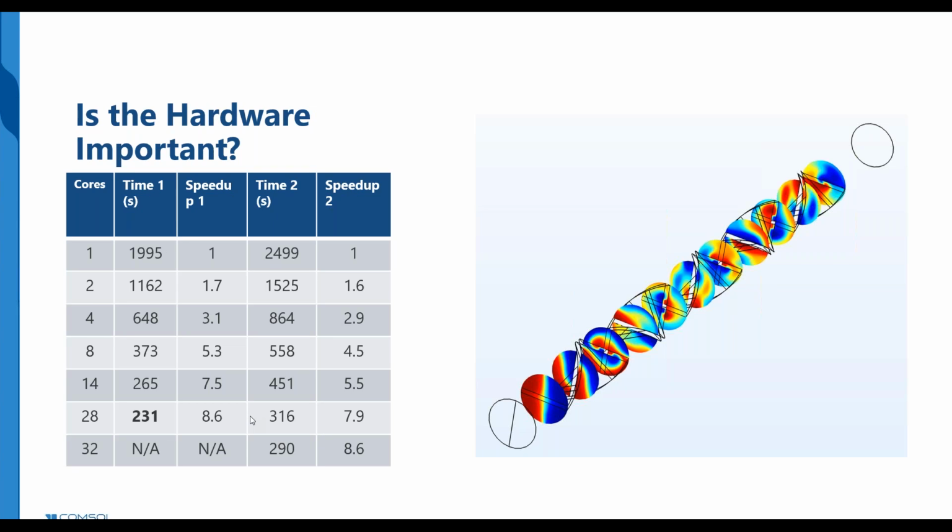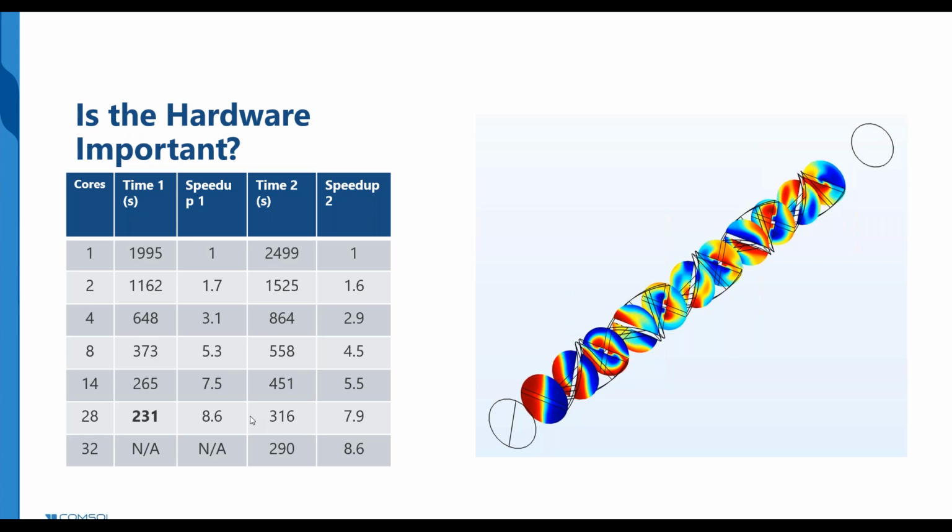The hardware is also important. It's not just the solver technology. We see here we compare 2 different dual socket CPUs with each 6 memory buses per socket.